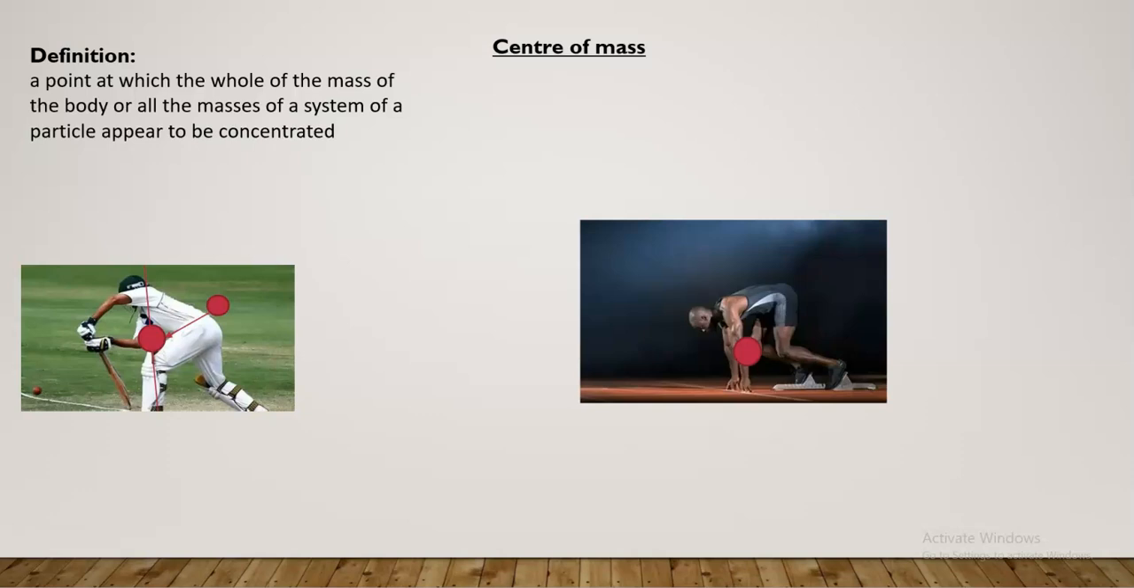So moving on. Center of mass is defined as the point at which the whole mass of the body, or all the masses of a system of particles, appear to be concentrated. In physics, we can say the center of mass is a point at the center of the distribution of mass, also known as the balance point, wherein the weighted relative position of the distributed mass has a sum of 0.